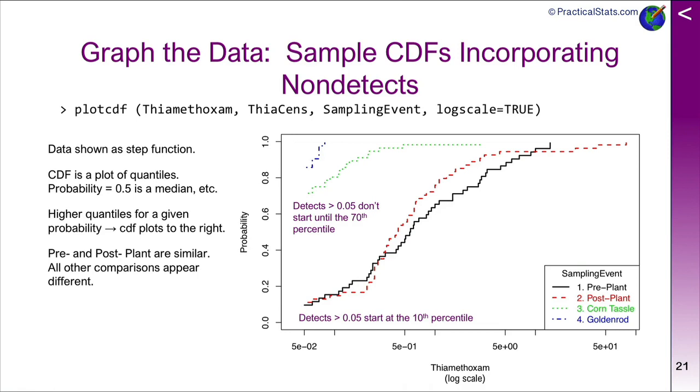And these two, the upper two, the pre-plant and post-plant, look pretty similar in their CDFs. And so they're not declared different. Here is the CDF for corn tassel. The first time we see a detect there is about at the 70th percentile. So there's about 70% of values below 0.05 there. And with the final group, the goldenrod group, it's about 85% non-detects, values below 0.05. So those are the four groups. The parametric test did not find those to be different. The non-parametric test almost did find those set of percentiles different. And what the non-parametric test is saying is 85% less than 0.05 is different than 70% less than 0.05. That's the kind of information the non-detects are providing.